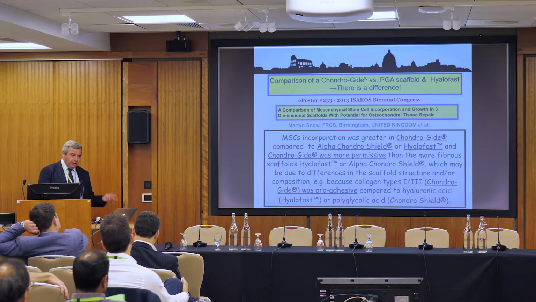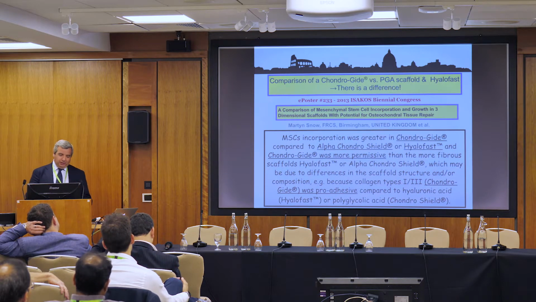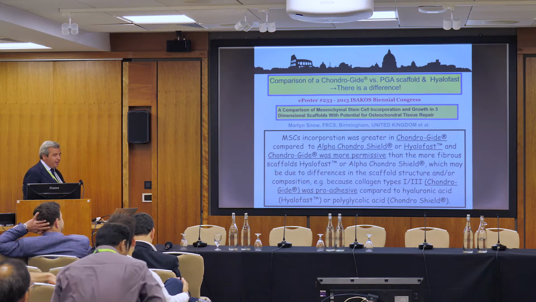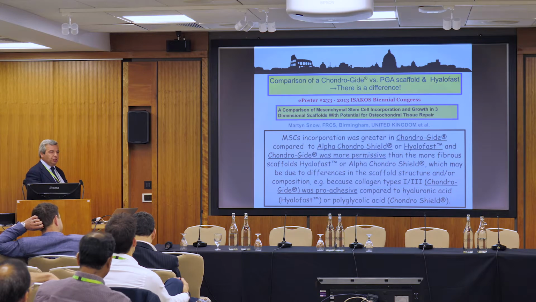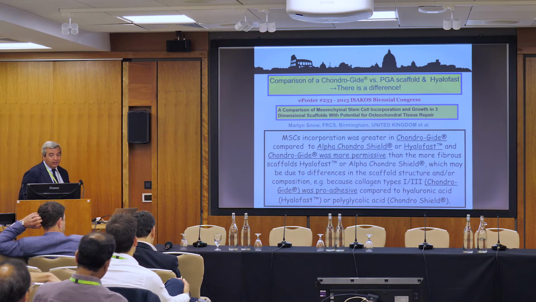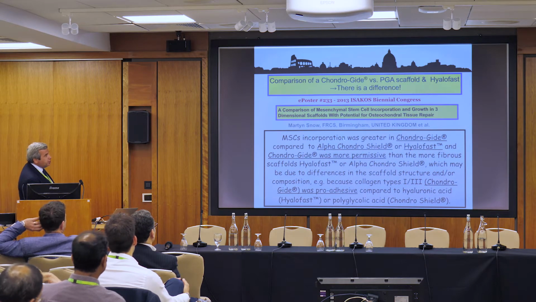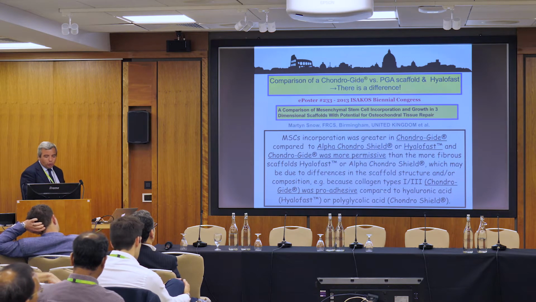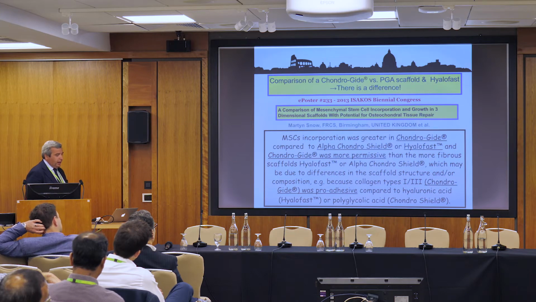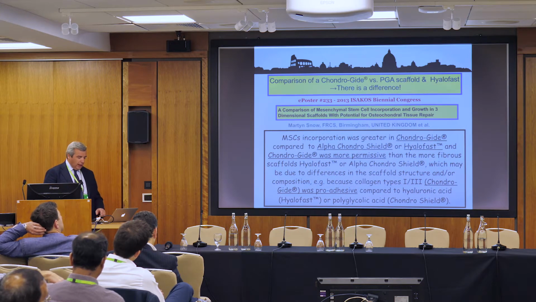But we need also to get deeper in this. Already you see this work from Martin. It was 4 years ago. He presented it, comparing the Chondro-Gide to other scaffolds, the PGA scaffold called ChondroShield, and the Hyalofast, which is obviously a hyaluronic acid one. And as you can see, the incorporation of the MSCs was greater in the Chondro-Gide. And this maybe was due to the fact that the scaffold structure, obviously collagen type 1 and 3, was more pro-adhesive compared to the hyaluronic acid and to the polyglycolic acid of the two other scaffolds.